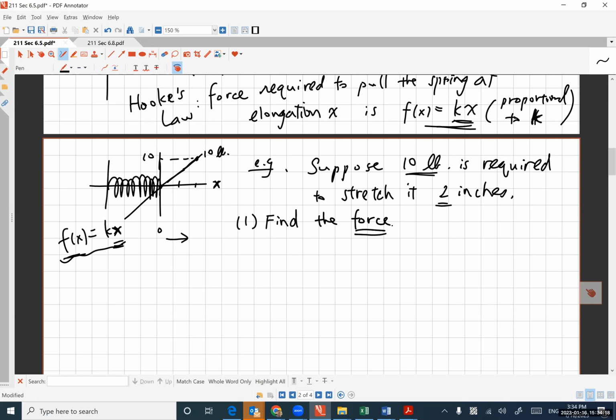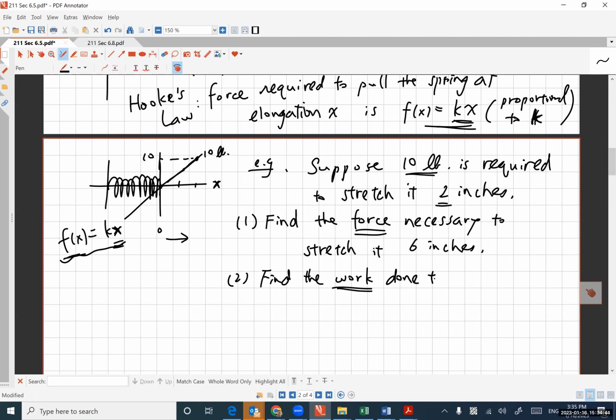Now, remember, this is force, not work. The force necessary to stretch this string 6 inches. And number 2, find the work. And I want you to clearly understand the difference between the force necessary to and the work done to stretch it 6 inches.